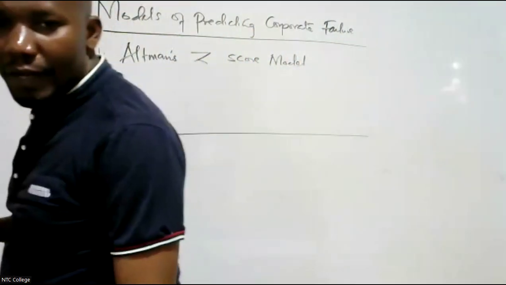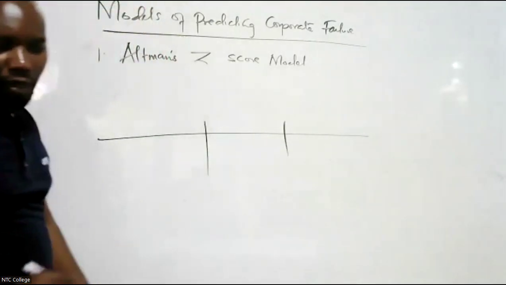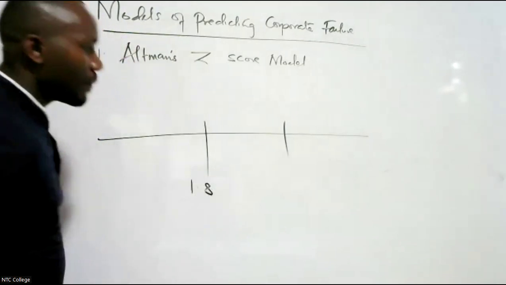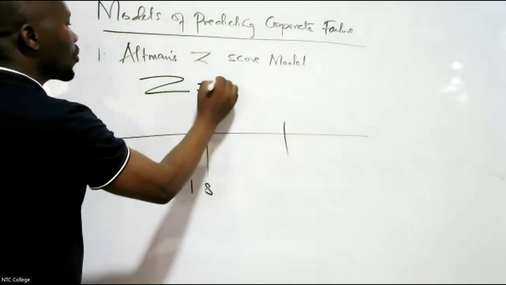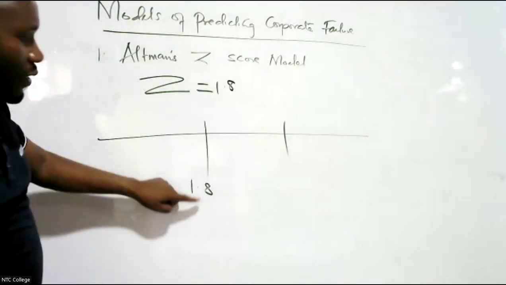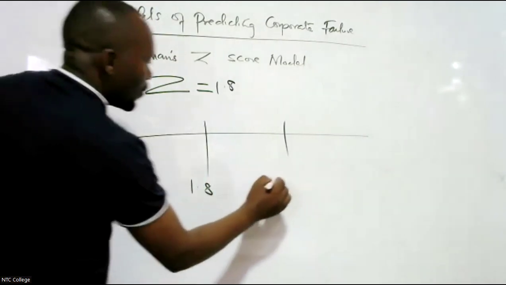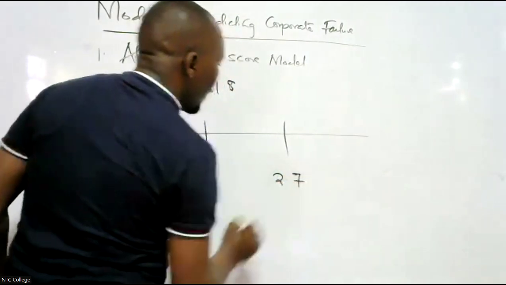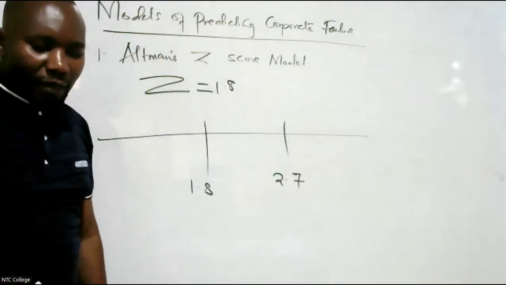Now, we have the scale here. So we are going to have 1.8 here. Let's say that the value of Z score that you're going to calculate is equal to 1.8. So if it is 1.8 or below, what does that mean? If it is between 1.8 to 2.7, then we are saying that this company is doing averagely.